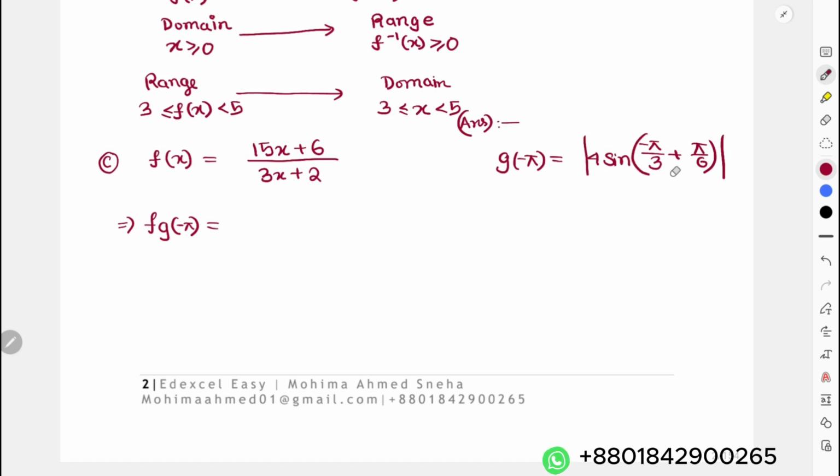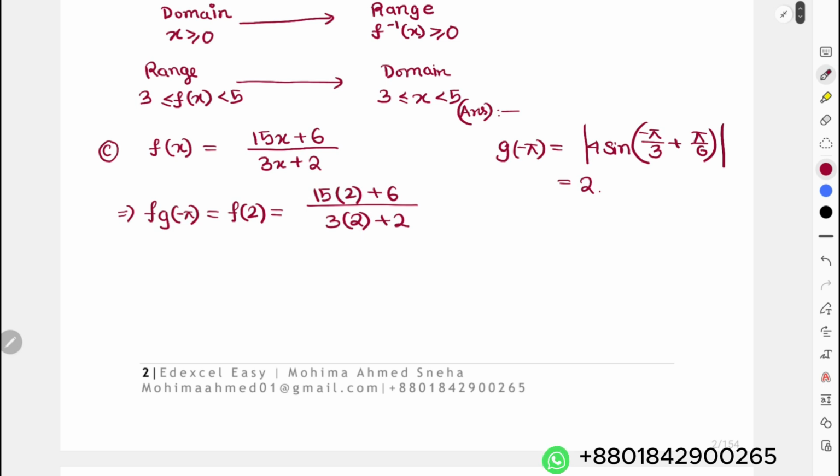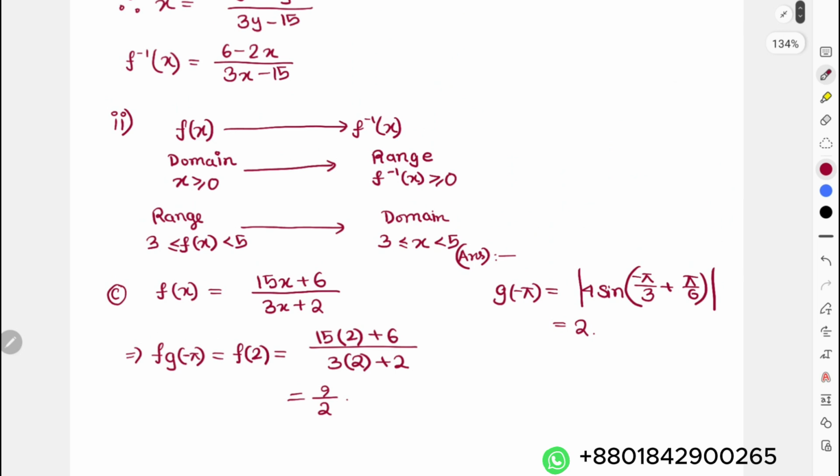Inside this function I'm supposed to get -2, but after the modulus, the absolute value, I always get a +2, right? So now for g(-π) I'm actually considering this as f(2), and now I can write (15×2 + 6) over (3×2 + 2), which is, by the way, how much? 36 over 6 plus 2 is 8, right? So 36 over 8, that is actually 9/2. So you get 9 over 2, and that is your final answer.